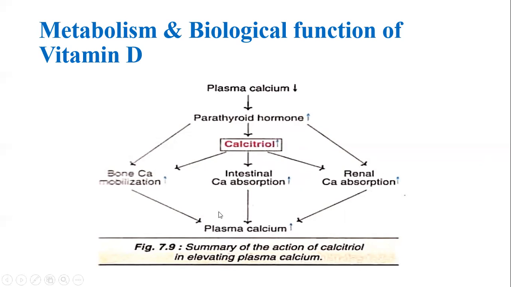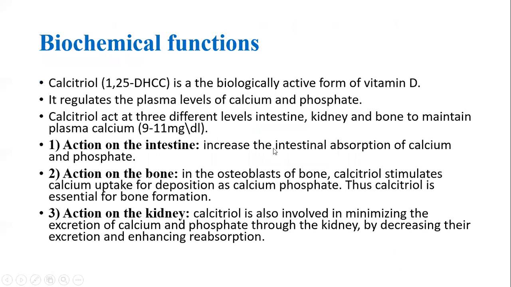Ultimately, that also increases the plasma calcium concentration, and PTH hormone also activates vitamin D3, that is calcitriol. After activation, calcitriol also acts on the bones and on renal calcium ion reabsorption. Calcitriol also acts on the intestine and ultimately increases calcium ion absorption by forming CBP, the calcium binding protein. Now we will discuss the biochemical functions of vitamin D3.